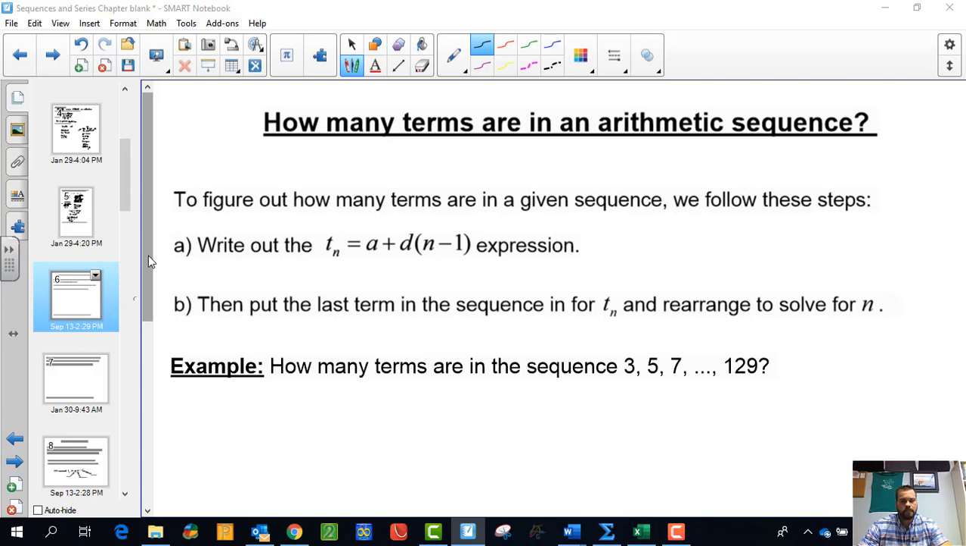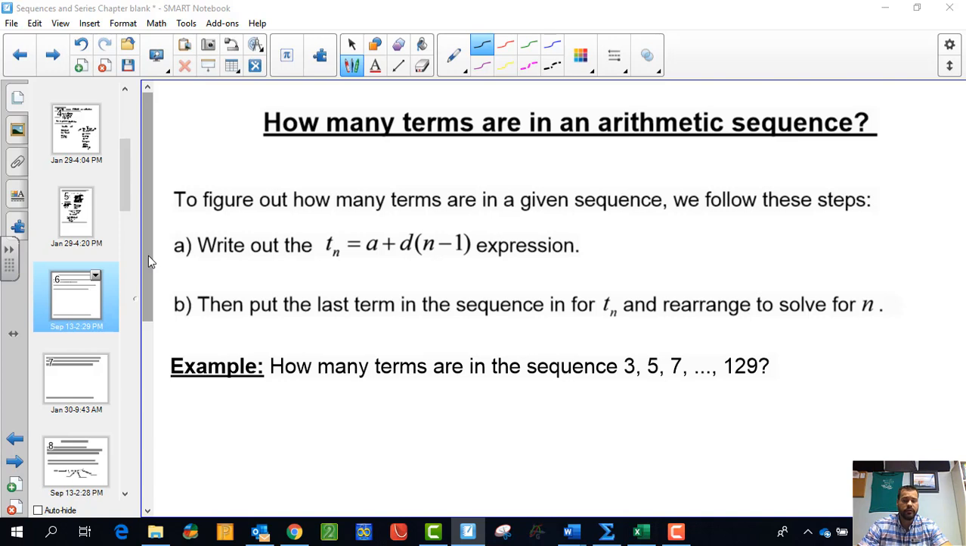But where we left off with arithmetic sequences was essentially you could find the Tn, you could find a term, so T of 50 or T of 20, and then you could also find what term a certain number was, or whether that number was part of the sequence. So the other kind of questions you're going to be asked are questions that ask how many terms are in a sequence. And in order to figure that out, you're going to follow this two-step process.